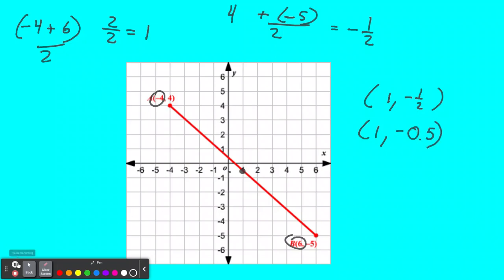Now let's look at the distance. And when we're talking about distance, we're not talking about in physics like distance equals rate times time. No, we're looking at how long something is.